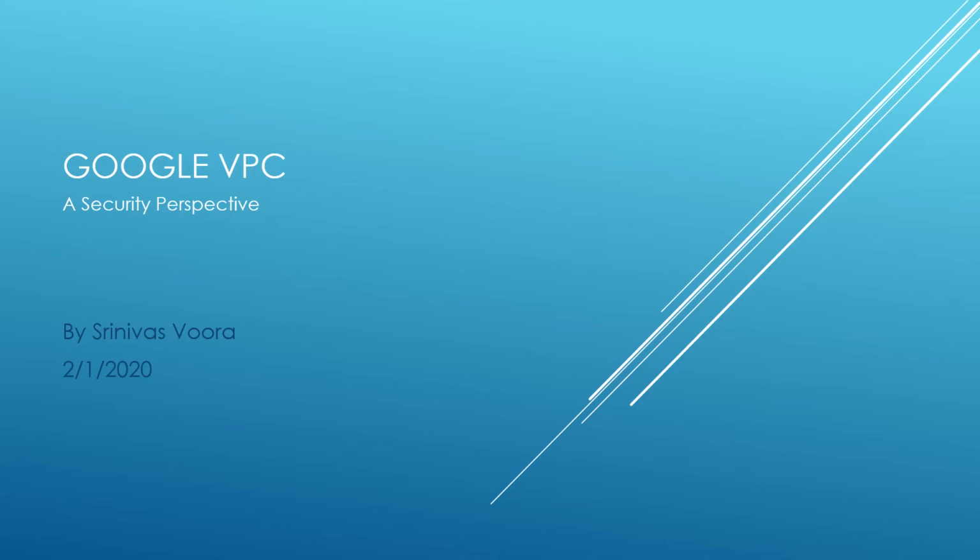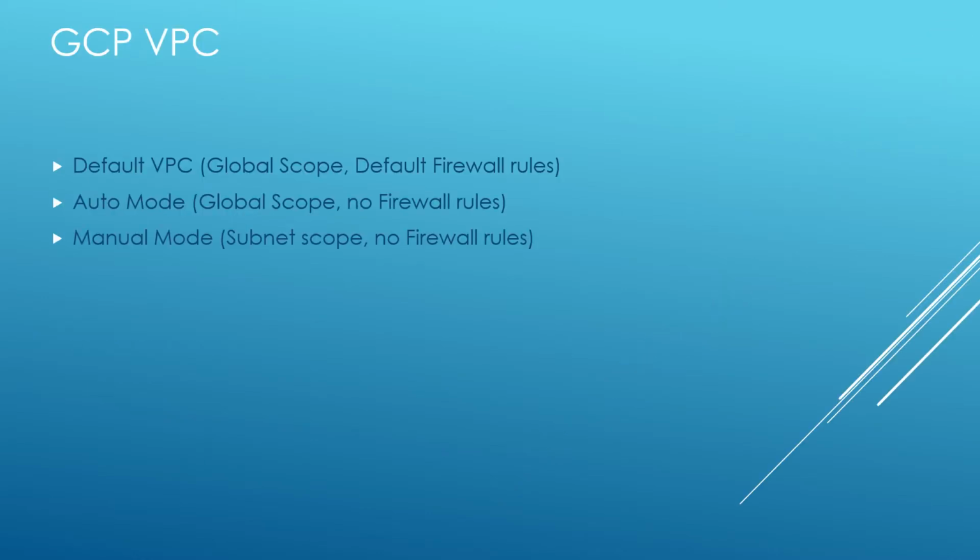Hi, this lecture is about Google VPC with a security perspective. What is a VPC? VPC is a logical network in the cloud with an RFC 1918 address space. It is similar to a physical network in the data center. Google is going to manage the VPC and it is going to take care of the routing for you.